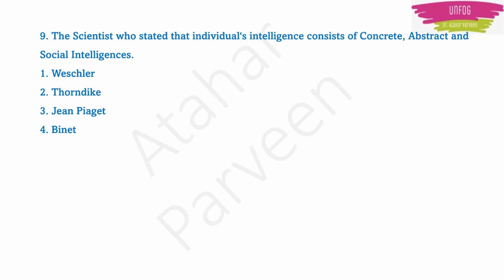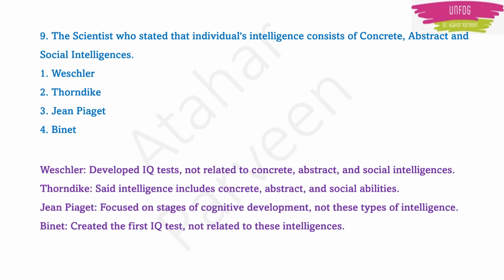Next question. The scientist who stated that individuals' intelligence consists of concrete, abstract and social intelligences. So who is the scientist? Wechsler, Thorndike, Jean Piaget or Binet? Who told that the individual's intelligence consists of concrete, abstract and social intelligence? Wechsler told all about the development of IQ test, so it is not related to concrete, abstract and social intelligences. Thorndike said intelligence includes concrete, abstract and social abilities. So that will be the correct answer for this question.